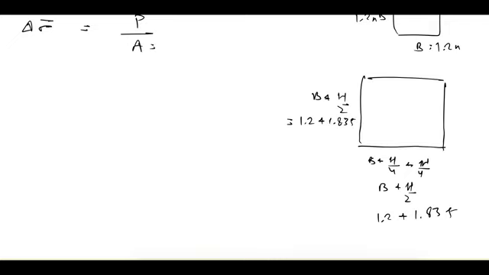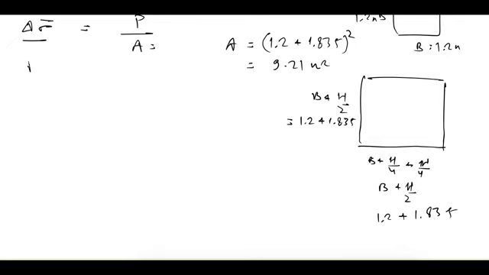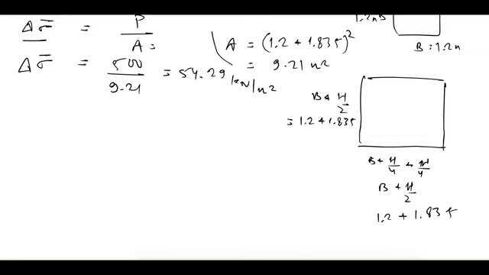So this value of area here, area is equal to (1.2 plus 1.835) whole square, which is equal to 9.21 meter square. So we have to find out the initial stress and the increase in stress, and then we can find out our settlement. So this increase in stress is equal to P, which is 500 kilonewton divided by area, that is 9.21 meter square. So from here it is equal to 54.29 kilonewton per meter square.